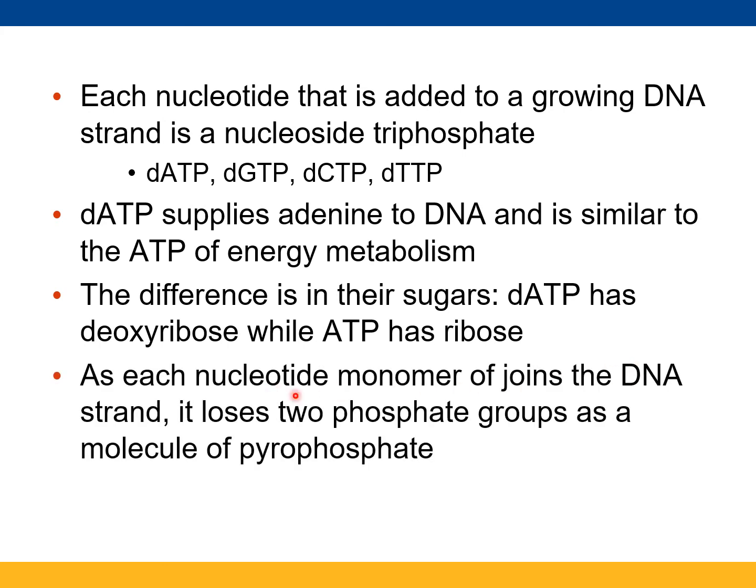Okay. So it joins the DNA strand, it loses those 2 phosphate groups instead of 1. Like for instance, when we make ATP and turn it into ADP, releasing energy. This one, we're actually releasing 2 phosphates. And so instead of P subscript I, inorganic phosphate, we have 2 phosphates linked together, and that's why it's called pyrophosphate.